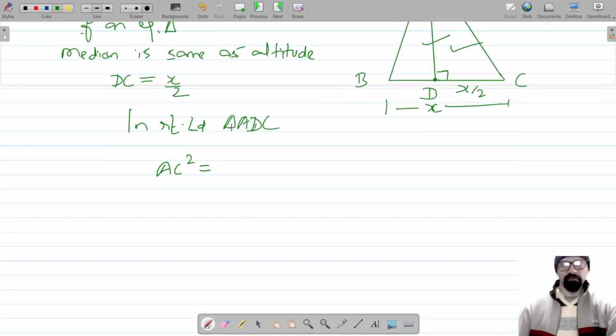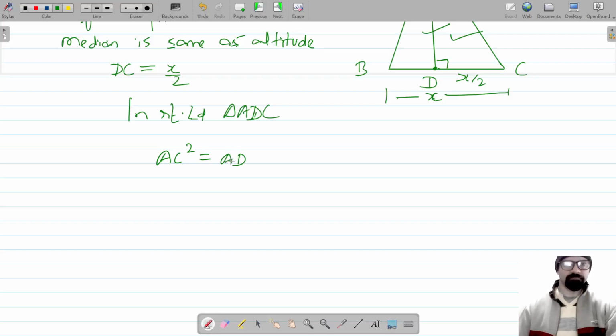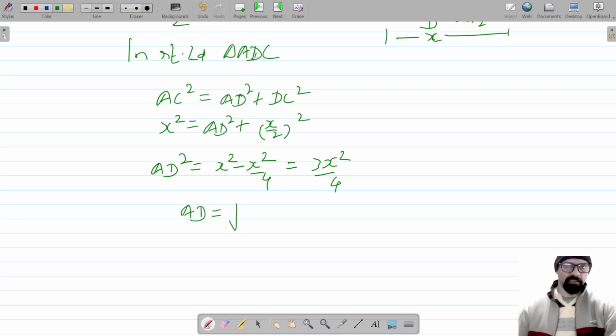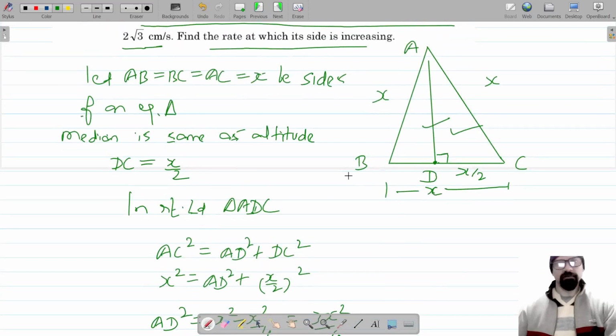और AC स्क्वायर इज इक्वल टू हो जाएगा AD स्क्वायर प्लस DC स्क्वायर, which gives me AC is x square, AD हमें पता नहीं है, DC है x by 2 the whole square. So AD स्क्वायर हो जाएगा x square minus x square by 4 which is equal to 3x square by 4, और मीडियन हो जाएगी अंडर रूट 3x square by 4, which is root 3 by 2 x. So this is the median.